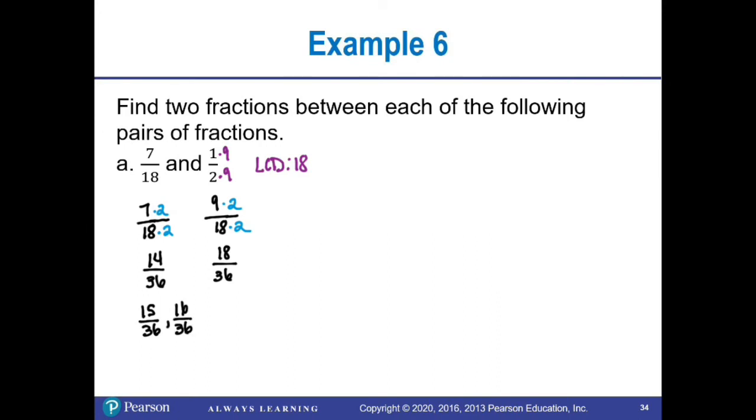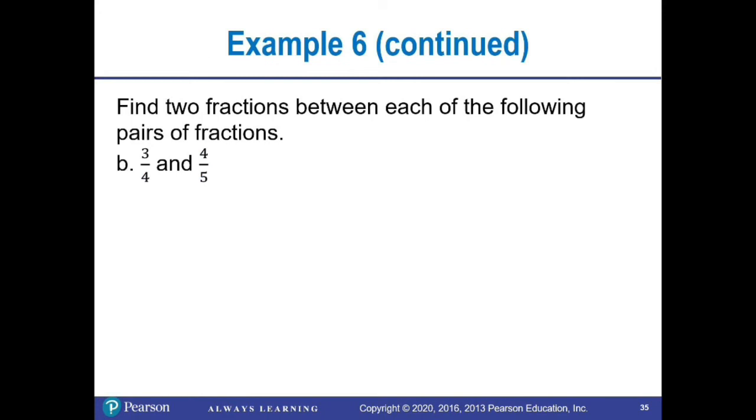Always simplify your fractions. 3 goes into 15 5 times, and 3 goes into 36 12 times. 16 and 36 have a common factor of 4. 16 divided by 4 is 4, and 36 divided by 4 is 9. So 5/12 and 4/9 would be between my two given fractions.